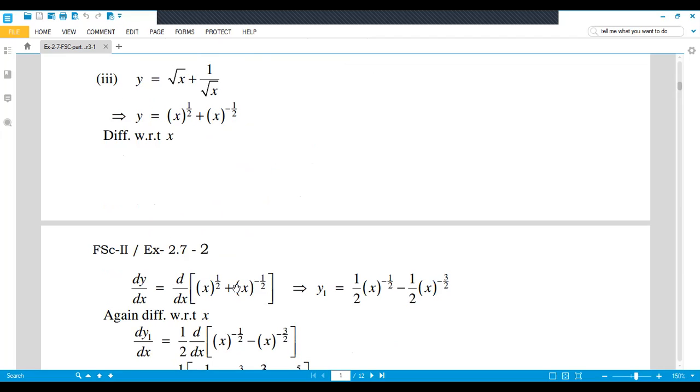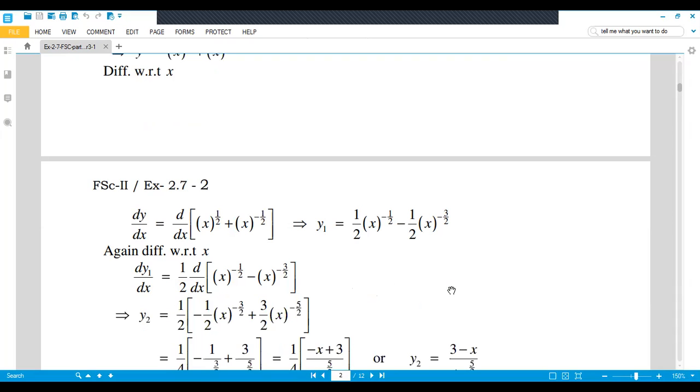The power will come in the coefficient 1 over 2, and from the power you subtract 1, so minus 1 over 2 you get. And here again, for the second value, the power will come in the coefficient, minus 1 over 2 multiplied with the plus sign, so we get minus 1 over 2, and from minus 1 over 2 you subtract 1, so you get minus 3 over 2. Now this is the first derivative: 1 over 2 x power minus 1 over 2 minus 1 over 2 x power minus 3 over 2.